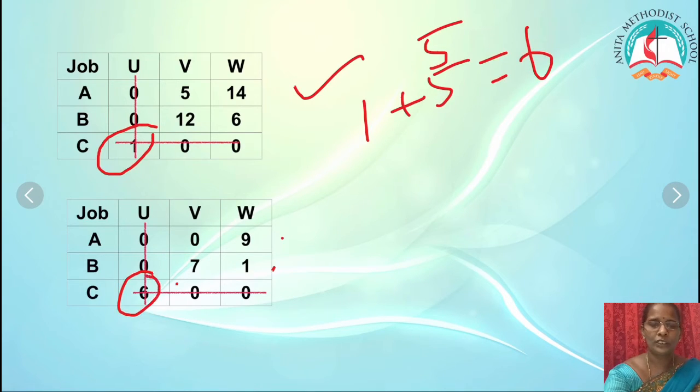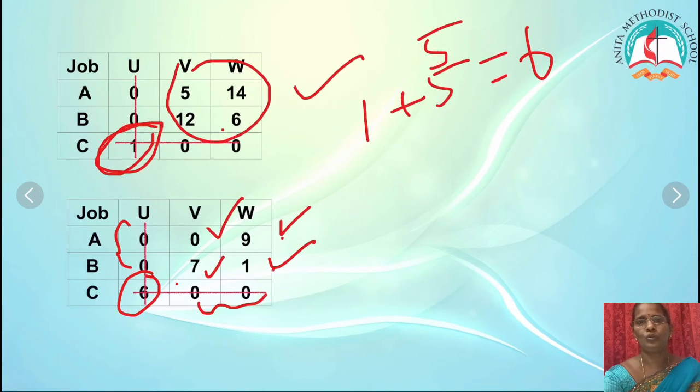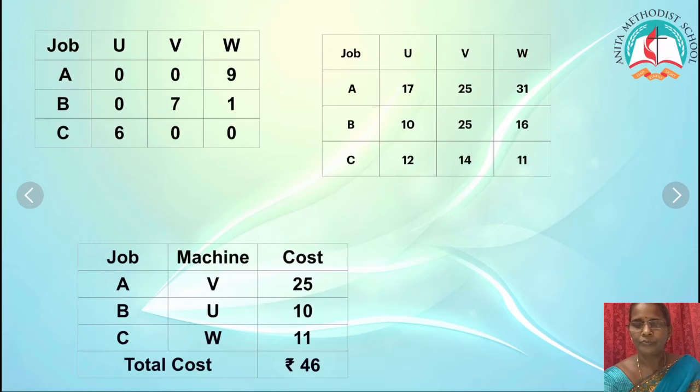So you have to change this number. The rest of the numbers you don't do anything. Only this number alone you have to add 5. So 1 plus 5 is 6. Now after that, the least number is 5. So 5 minus 5 is 0. 14 minus 5 is 9. 12 minus 5 is 7. 6 minus 5 is 1. Now you do the assignment. So now the new reduction table is this.